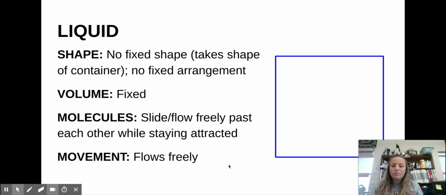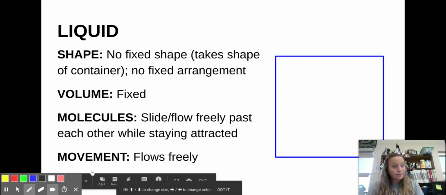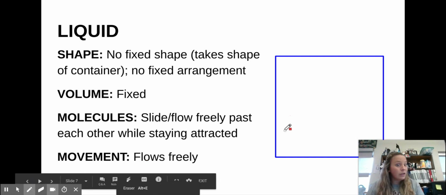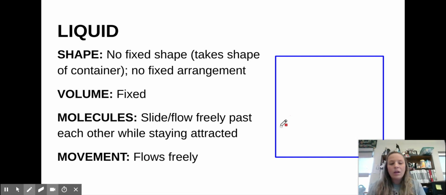Now, these molecules, they like each other. They're mostly touching. You can easily put your hand through a liquid, though, so they're not as close. And they're moving around, flowing a little faster. Okay, so solids just sit there and do this. Liquids are kind of moving all free and flowing around. So we're going to draw it to the best of my ability.